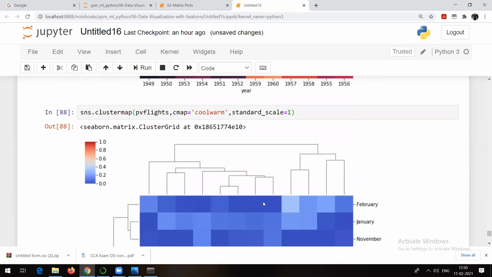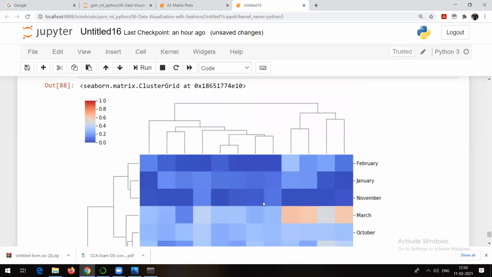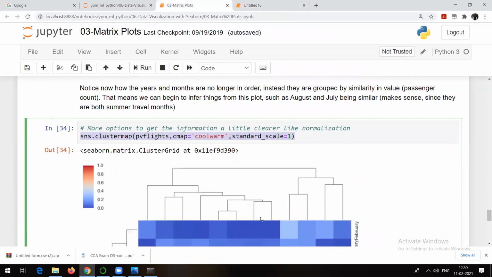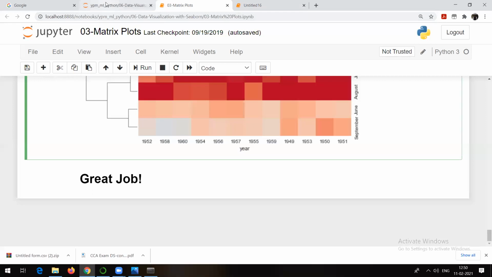So it has formed the clusters depending on month and depending on year column, for number of passengers. I hope you people are able to make some sense out of this. Okay, so that was all about matrix plot.